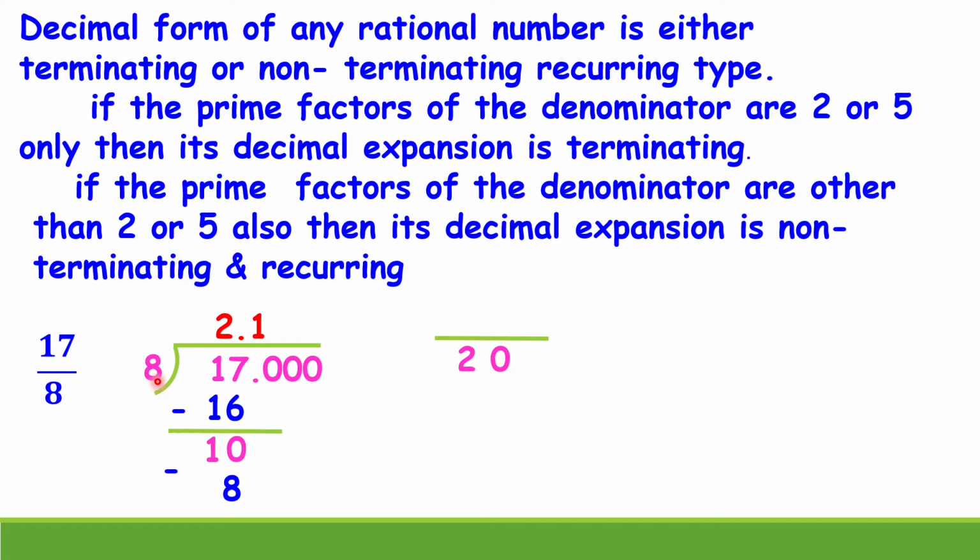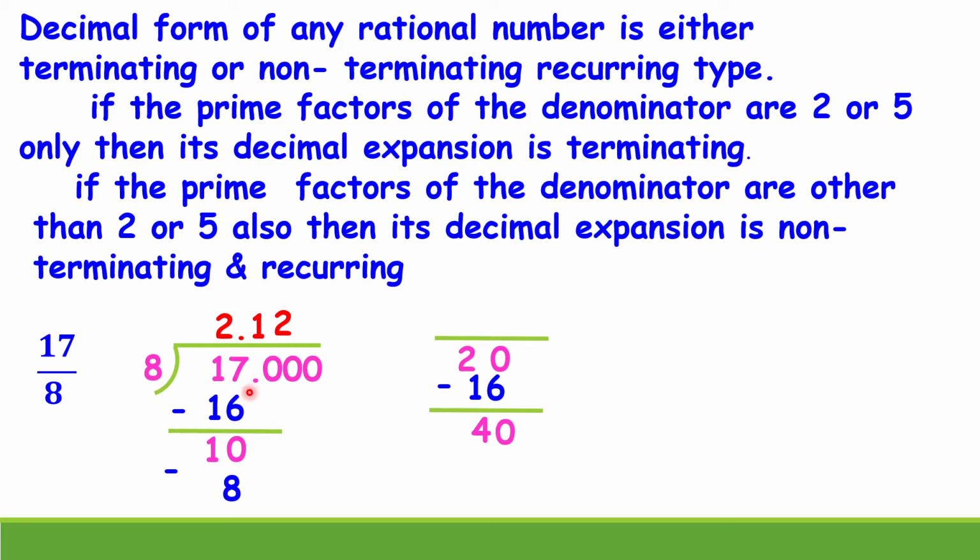Now count the table of 8 up to the number which is near to 20 and less than 20. Therefore 8 twos are 16. Therefore the quotient is 2. Then subtract 16 from 20. How much remaining? 4 is remaining. Now take the last 0 here. The number will become 40.